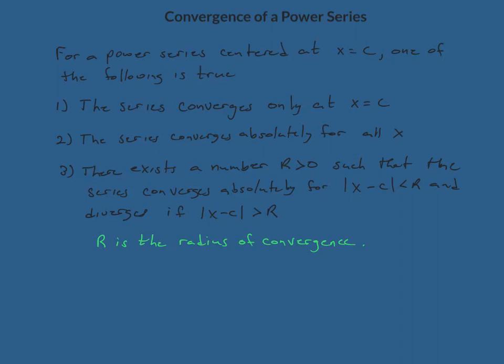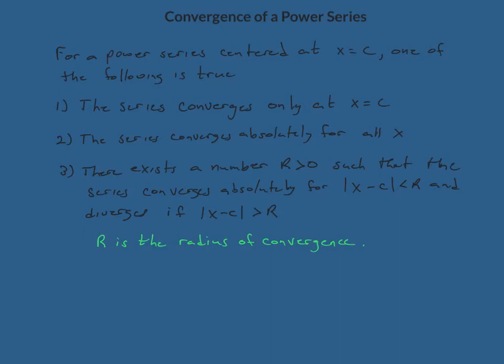The third thing is that there's going to be some positive number r, such that if x falls within r units of c, if the absolute value of x minus c is less than r, then the series is going to converge absolutely. But if the absolute value of x minus c is greater than r, the series is going to diverge. Now that value of r is called the radius of convergence.